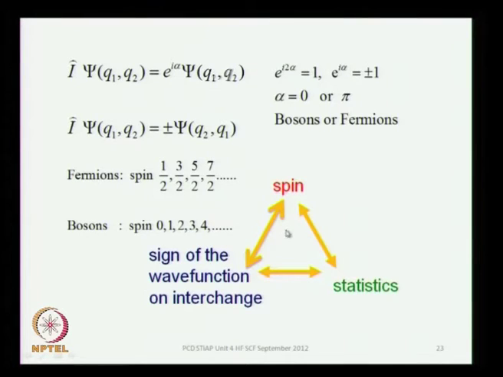Now, there is this intimate relationship between spin, statistics, and the sign of the wave function on interchange. These three things are intimately connected to each other. They all go together, the spin being half integer or integer goes with the statistics that the particles would observe, and this goes with what would happen to the sign of the wave function under the interchange of two particles belonging to the system. These three things go hand in hand together.